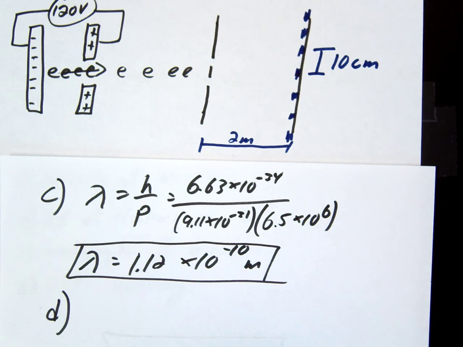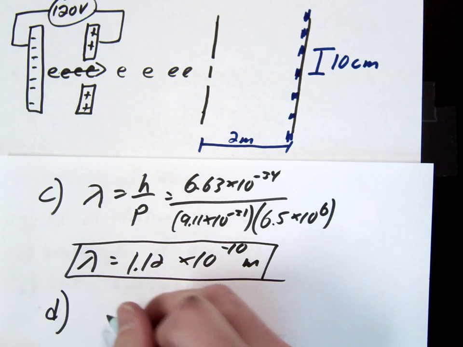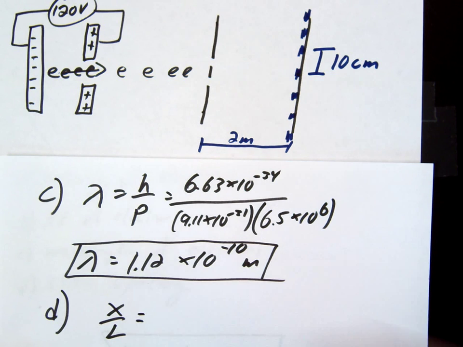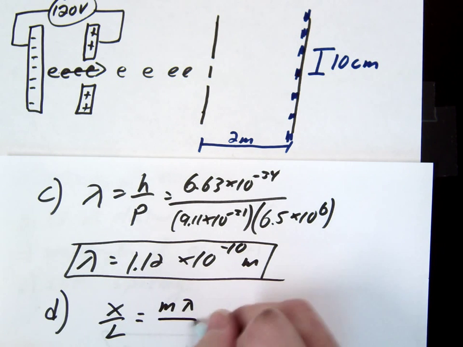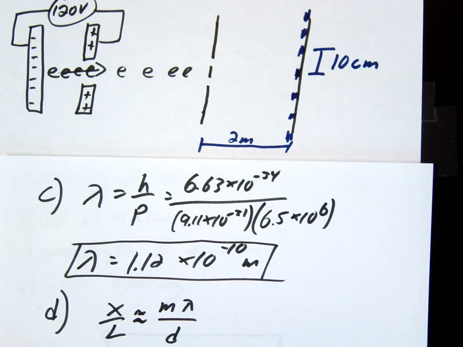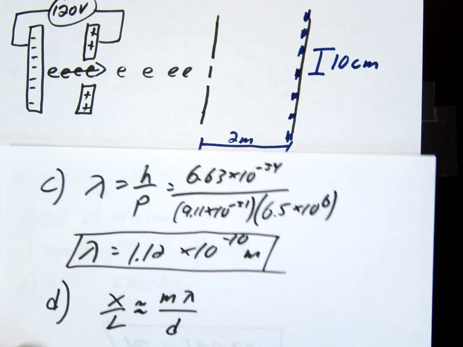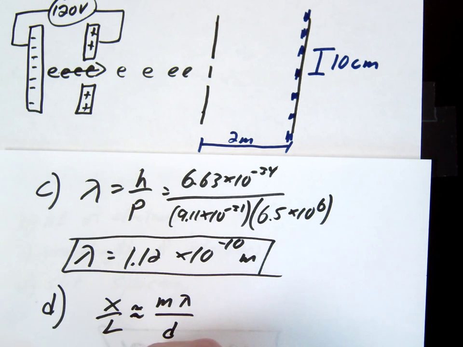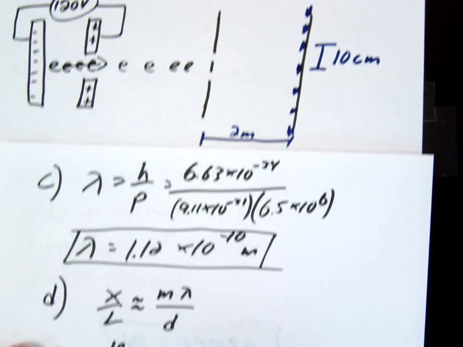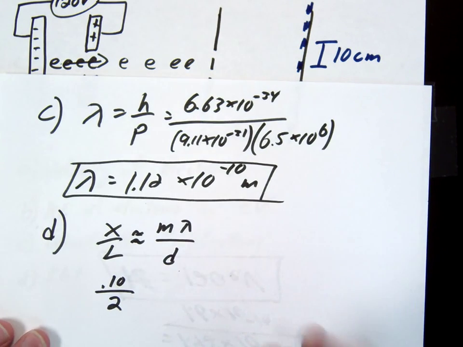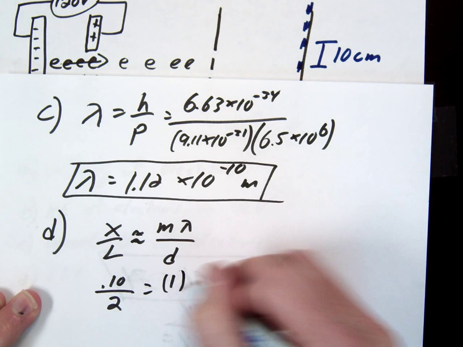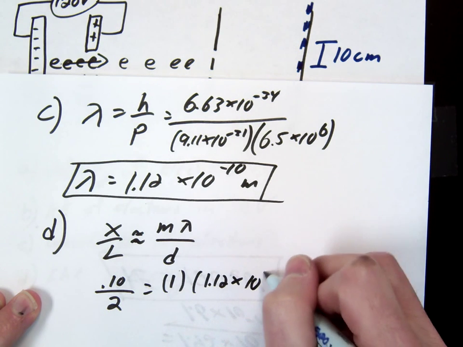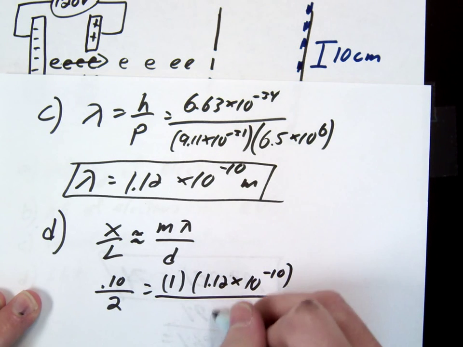So for part D of the problem, we're just going to use our double slit concept. Okay? And I'm just going to skip a step here and just tell you that this is going to be a small angle. So x over L equals m lambda over d. To truly do this, you should prove small angles, but I'll just tell you in advance that it is small. And let's go ahead and solve for d. So x was 0.1, L was 2, m is the first order, wavelength is 1.12 times 10 to the negative 10, and d is what we're looking for.